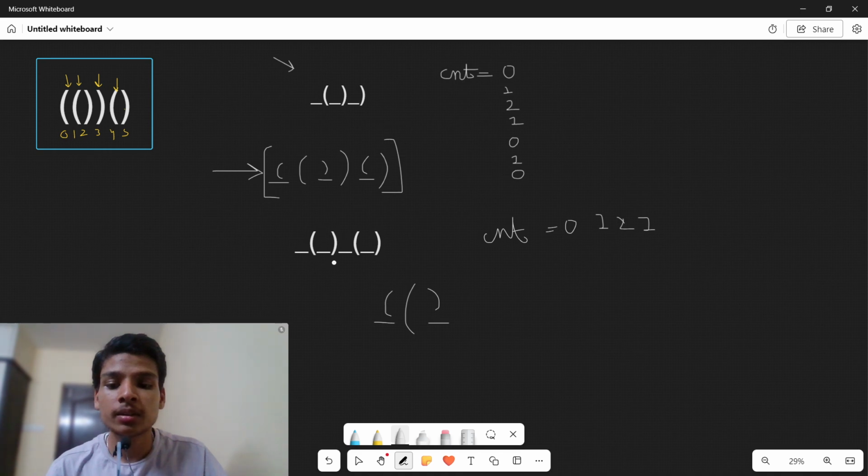You're again encountering an empty space or the closing parenthesis. Just close it, because there was an opening parenthesis which you have now closed. Just close it and write 0 here. And the string is pretty much similar, so it will be the same. So that's how you can solve the problem.